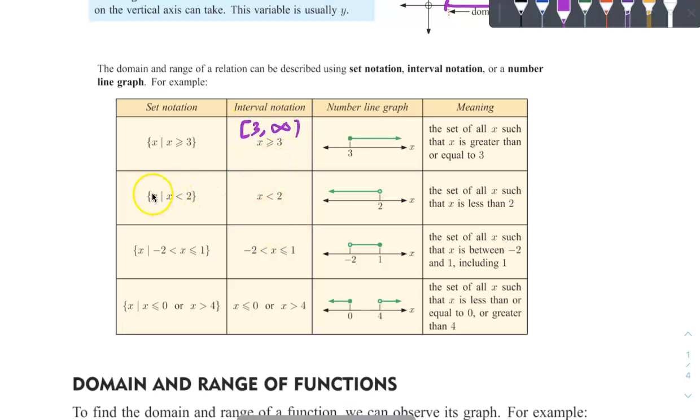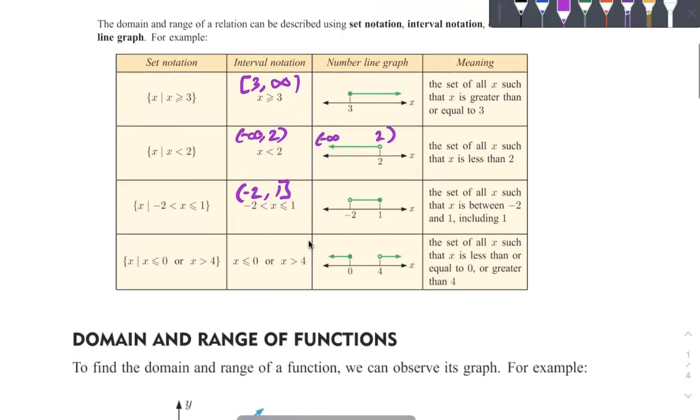Either of these is fine. Same thing with this, you could write set notation or you could write interval notation. Again, I would think of interval notation as, oh, this is negative infinity, and this is 2, parentheses, because it's an open circle. So we're going from negative infinity to 2. But either way, this is fine. When you go from negative 2 to 1, this would be open at negative 2, so parentheses, and then closed at 1, so bracket. This is, by the way, a half-open set, closed and open.